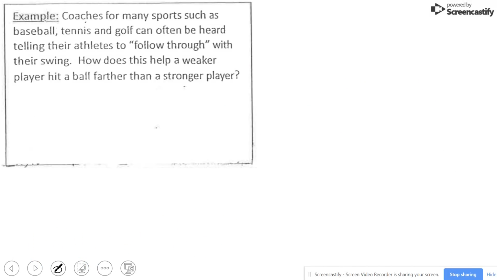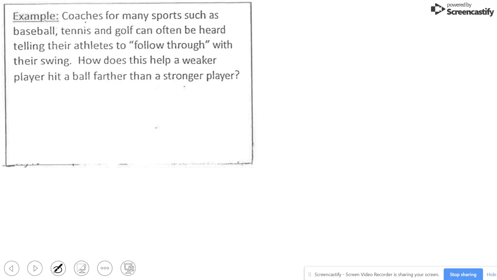Okay, for the next one. Coaches for many sports such as baseball, tennis, and golf can often be heard telling their athletes to follow through with their swing. How does this help a weaker player hit the ball farther than a stronger player?